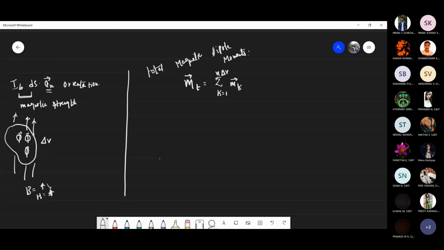Kindly make a note of these equations. The total magnetic dipole moment is given by m_t is equal to the summation k equal to 1 to n of delta v m_k.